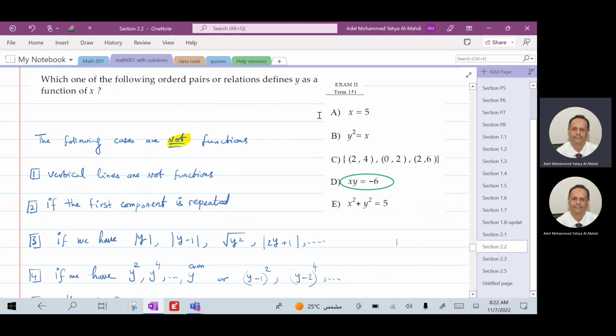For example, the first one is a vertical line. The second one is not a function because we have y squared. The third one, C, is not a function because 2 is repeated as the first component. The last one, E, is not a function because we have y squared. D is a function because you can write y as minus 6 over x. We don't have absolute value of y and we don't have y squared.